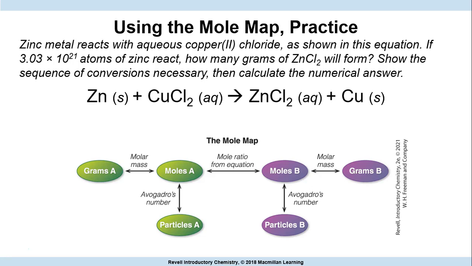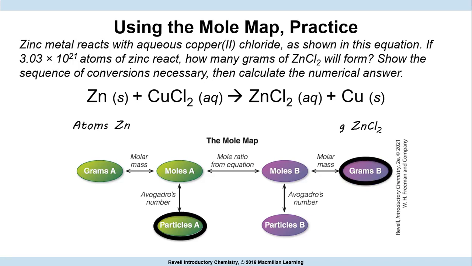So we have analyzed the situation. We are moving from atoms of zinc to grams of zinc chloride. I've said we are going to pass through Avogadro's number to move to the moles, and from the moles of zinc we are going to move to the moles of zinc chloride. From the moles of zinc chloride we move to the grams of zinc chloride. So that is the procedure.